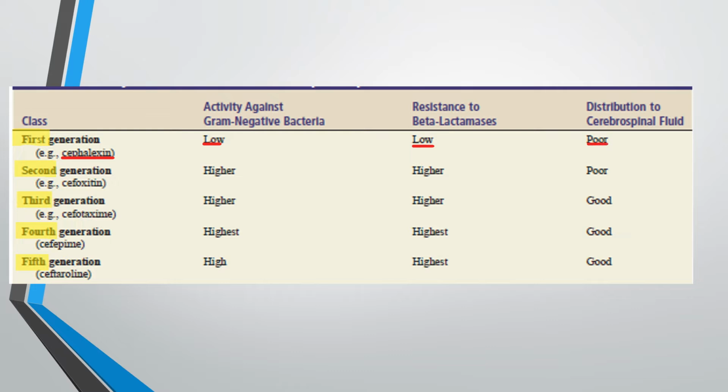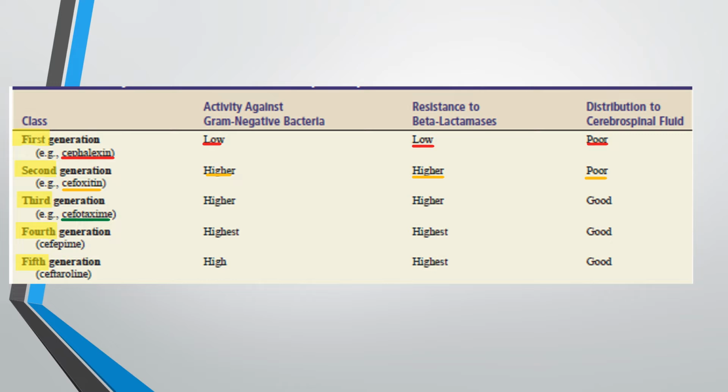Now, for your second generation cephalosporin, an example will be your cefoxitin. They have enhanced activity against gram-negative bacteria. Now, for your third generation cephalosporins, an example will be your cefotaxime. They have a broad spectrum of antibacterial activity. Some third generation cephalosporins, for example your ceftazidime, have important activity against Pseudomonas aeruginosa.